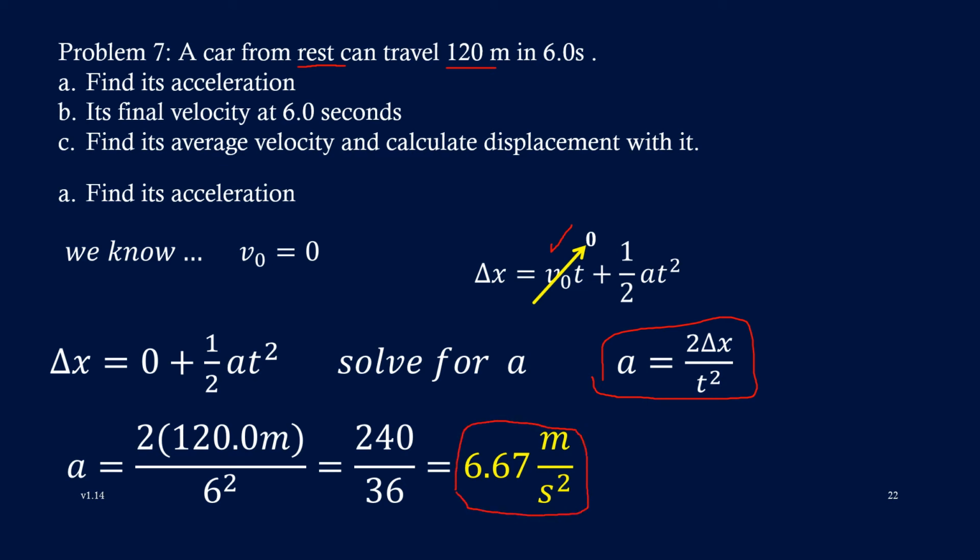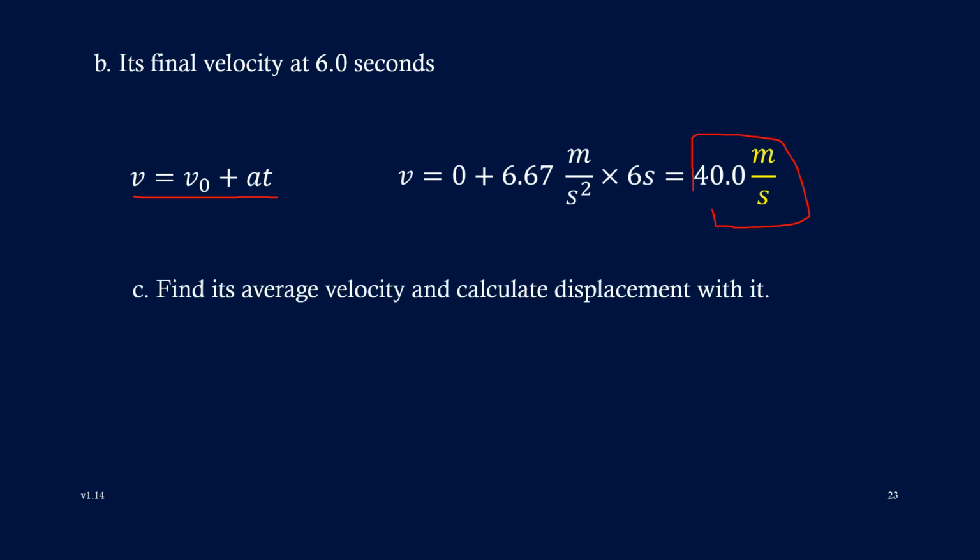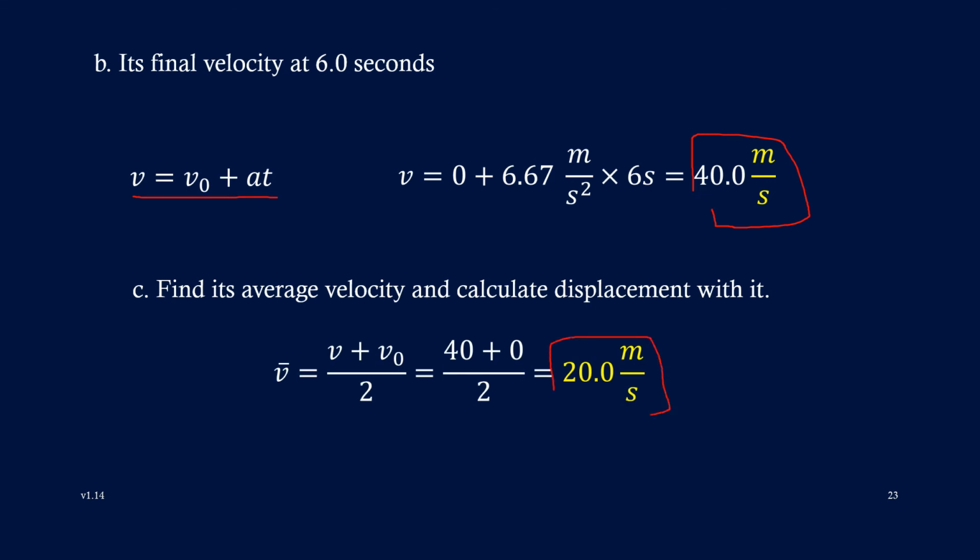the acceleration that the car undergoes. Its final velocity at 6 seconds: how do we find that? Well, we can use again this equation. Plug in what we know, and we get our answer, 40 meters per second. Find the average velocity, again using the average velocity equation, 20 meters per second.